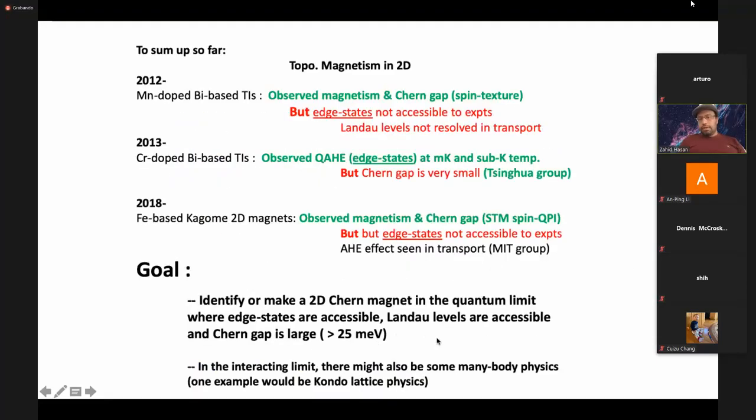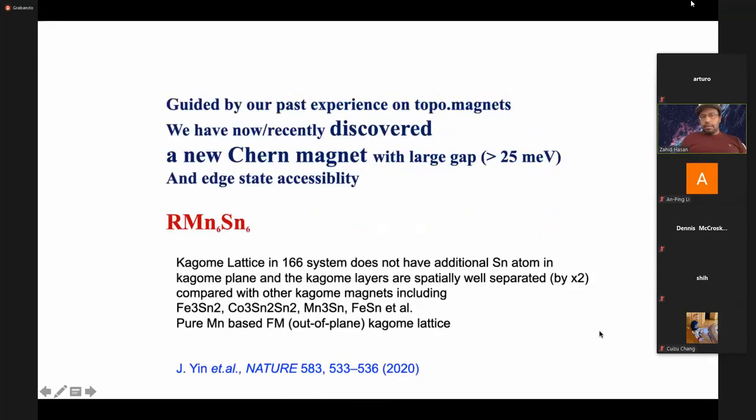And also in the interacting limit, can we explore many-body physics? So guided by our 10 years of experience with Chern insulators and their spectroscopy, we discovered a new class of materials which are Chern magnets with a much larger gap. So this is the 166 compound. This was reported in Nature last year.